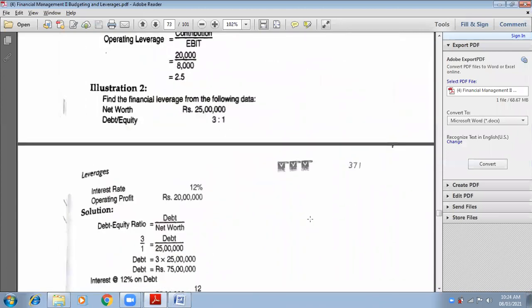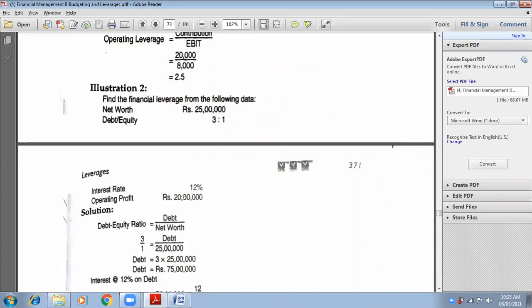See, very simple. Find out the financial leverage from the following data. Net worth is 25 lakhs. Debt equity ratio is 3:1. Interest rate is 12% and operating profit. Remember, operating profit means EBIT. The another name of EBIT is operating profit.